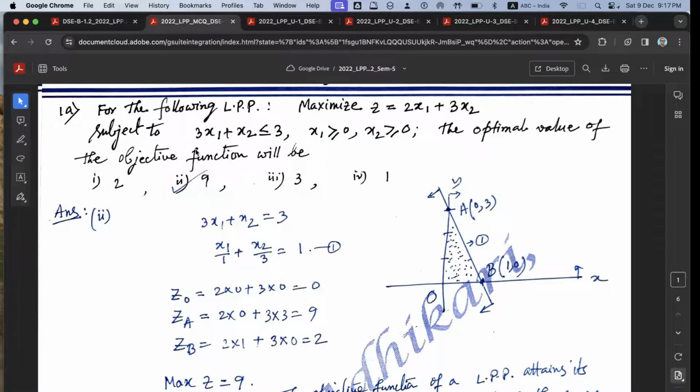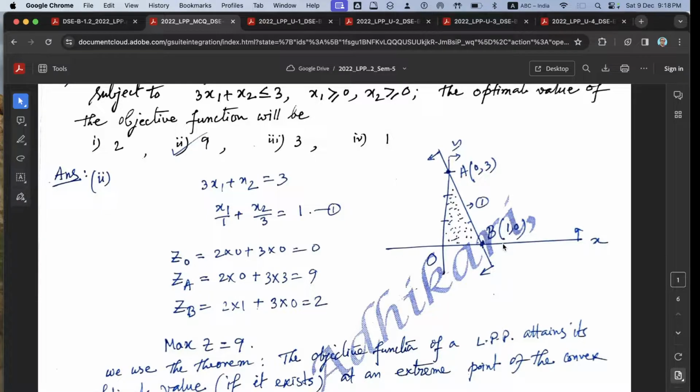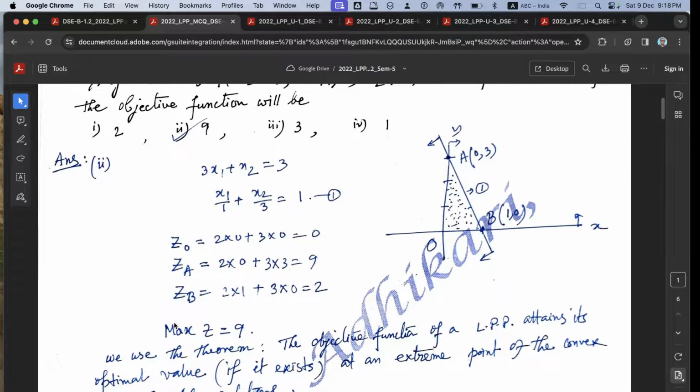Here we solve this, subject to the constraints: 3x1 plus x2 less than or equal to 3, x1 greater than or equal to 0, x2 greater than or equal to 0. So we get this line, and x1 equal to 0 this line, and x2 equal to 0 this line, and this is the feasible region. The value of z at the origin is 0, and z at the point A (0, 3) is 9, and the value of z at B is 2. So maximum z equals 9 at the point A.